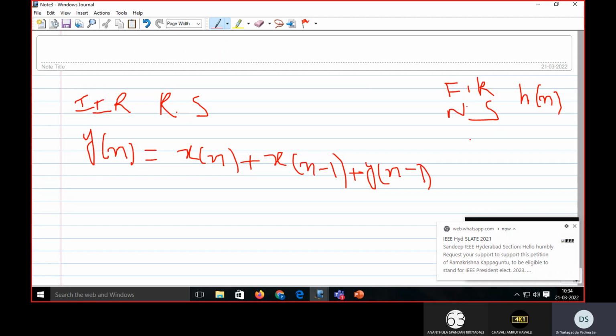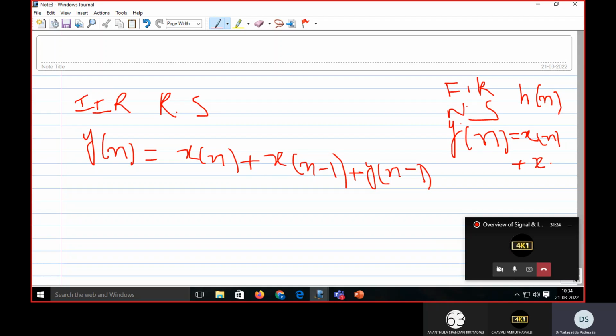Now similarly, suppose you want to represent an FIR. If you want to compute the present output, it depends on x(n) plus only past inputs, not on past outputs: x(n) plus x(n minus 1).